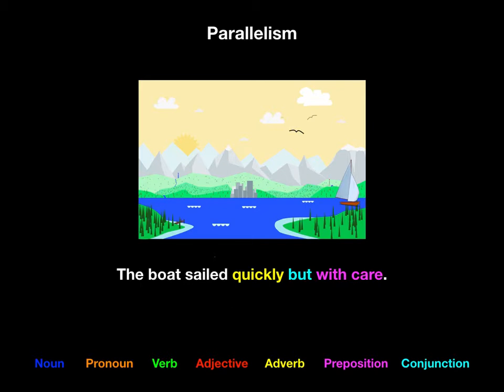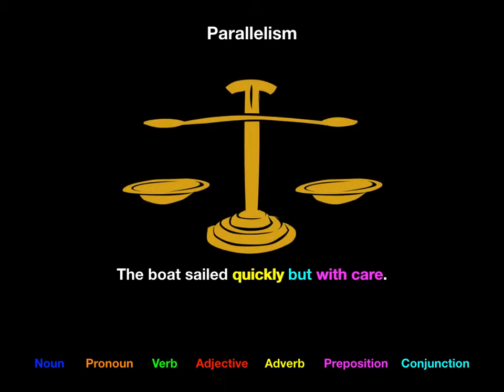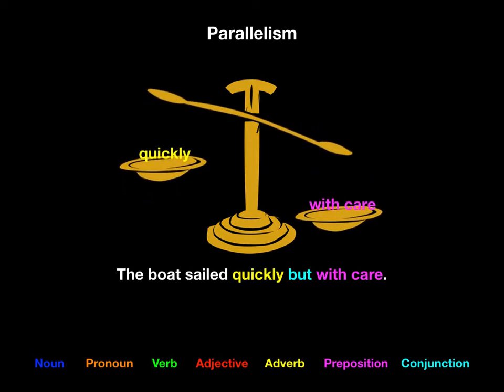When we are looking for errors with parallelism, we need to make sure that the items on either side of our coordinating conjunction are balanced or are parallel. Here we have the term "quickly," which is an adverb, and a prepositional phrase, "with care." These two terms are not parallel. Therefore, we need to change one of these so that it agrees with the other.